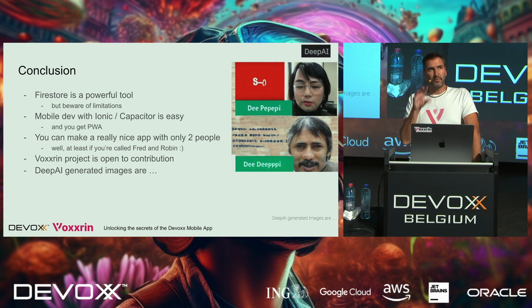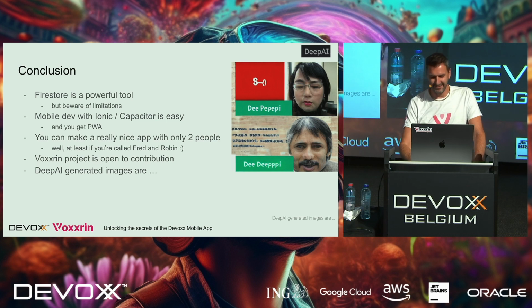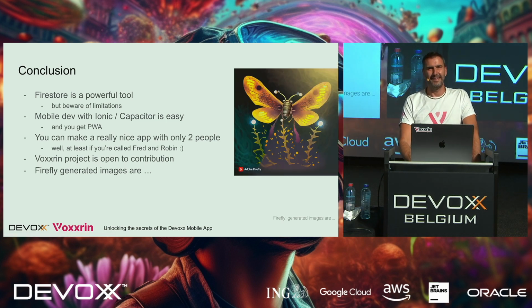The Voxxrin project is open source, as I said. It's open to contribution. You've got the GitHub link, github/Voxxrin/Voxxrin3. So you can open pull requests, or just issues to give feedback. And also, the AI images are what Firefly generated when I asked for that. It was funny for me. Thank you for listening. Do you have any questions?